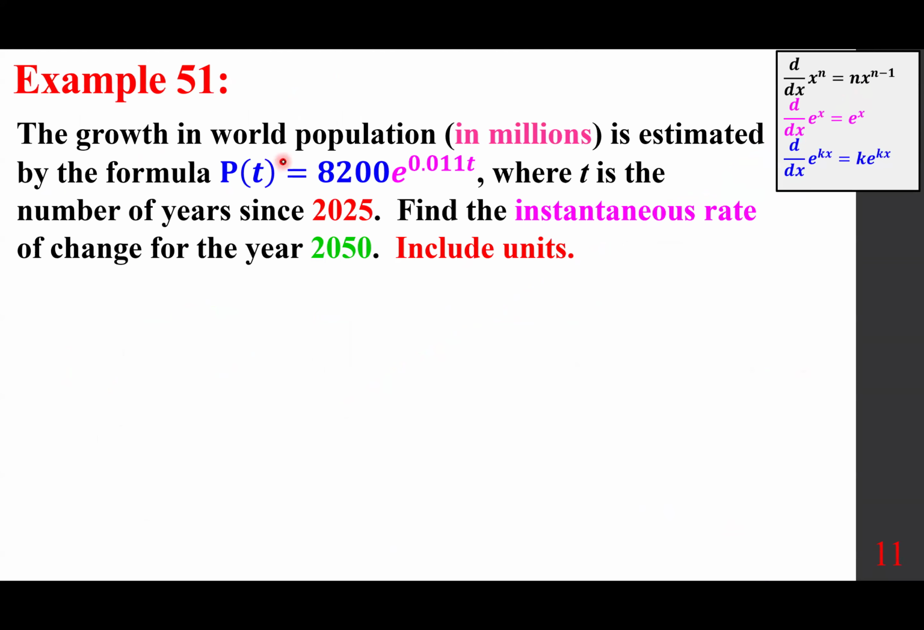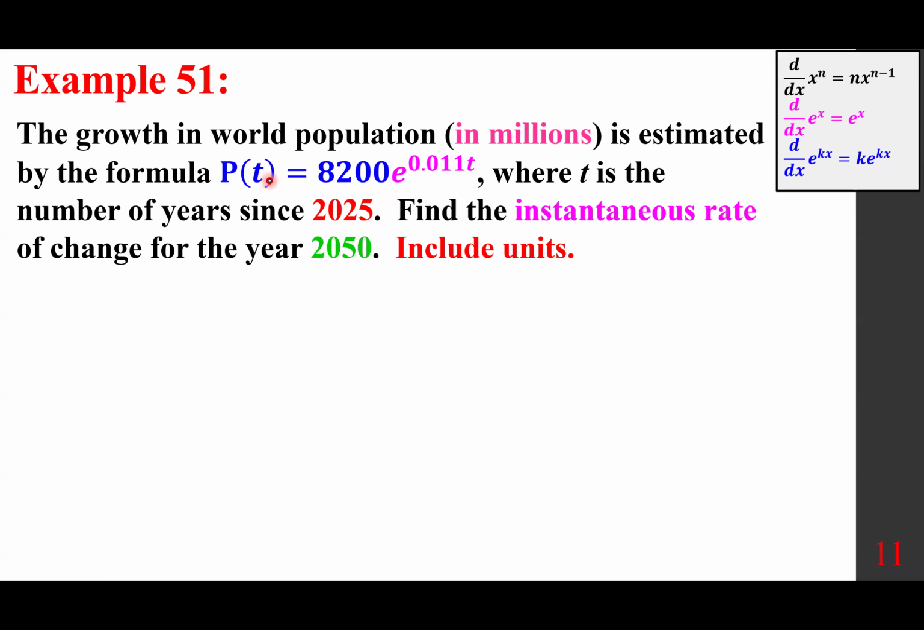The growth in world population in millions is estimated by the formula P of t is 8,200 e to the power of 0.011 t, where t is the number of years since 2025. Find the instantaneous rate of change for the year 2050, include units. Well, instantaneous rate of change. Let's differentiate this. So we want P prime of t.